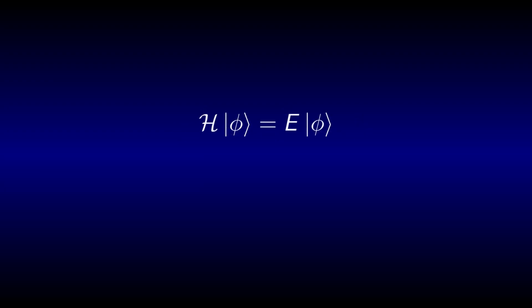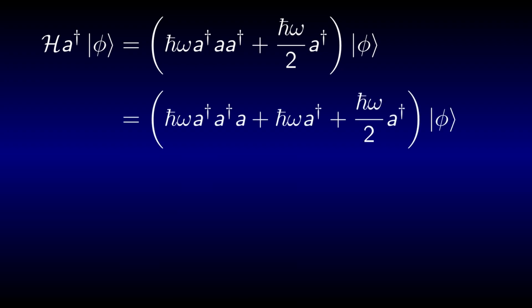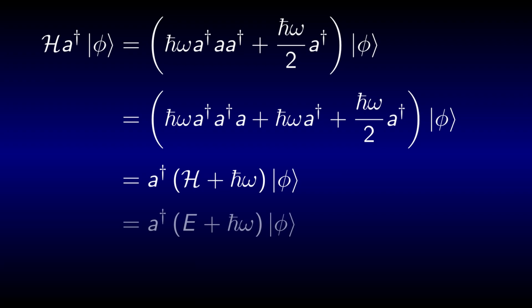Now let's imagine we have some eigenfunction phi of the Hamiltonian which has some energy E. We want to find out how the Hamiltonian acts upon the wave function a dagger phi. With the help of the commutation relation, we can pull the a dagger operator to the front. What's left is the Hamiltonian plus a new term ħω. Because phi was assumed to be an eigenfunction of the Hamiltonian, we can replace the operator with E. Now only numbers are left, and we can push a dagger safely back to the wave function.